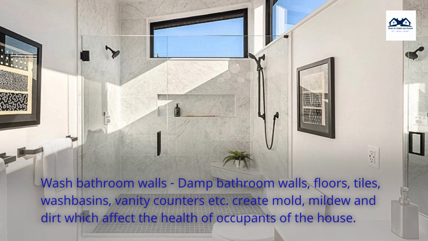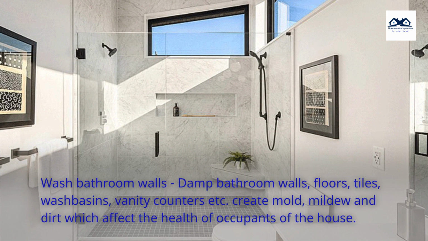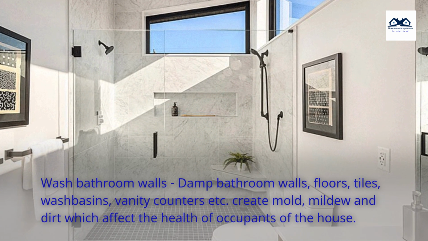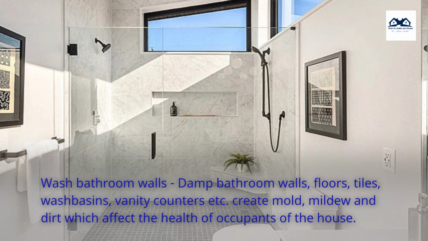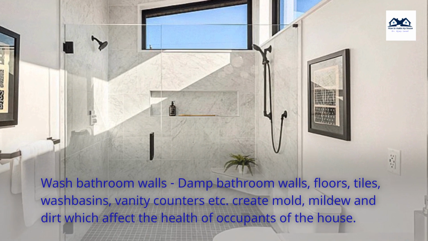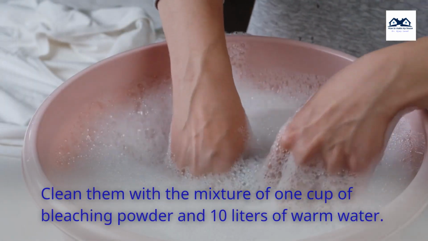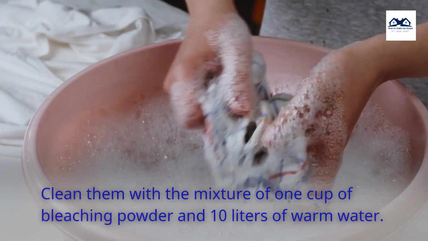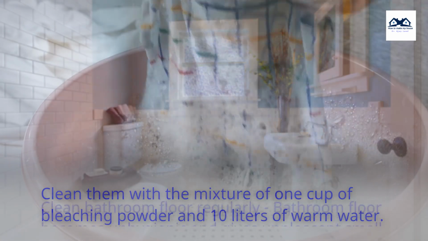Wash bathroom walls. Damp bathroom walls, floors, tiles, wash basins, vanity counters, etc. create mold, mildew and dirt which affect the health of occupants of the house. Clean them with a mixture of 1 cup of bleaching powder and 10 liters of warm water.